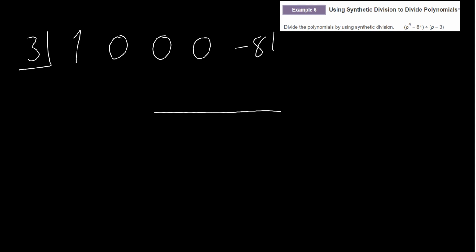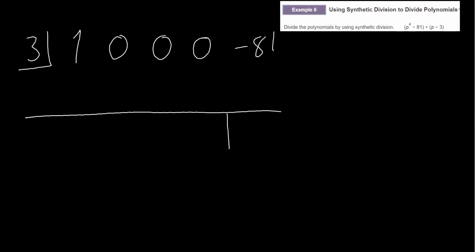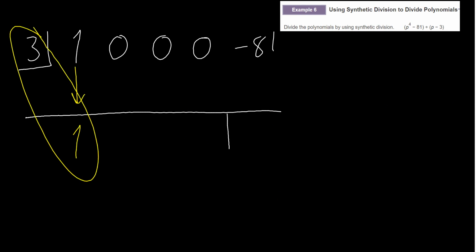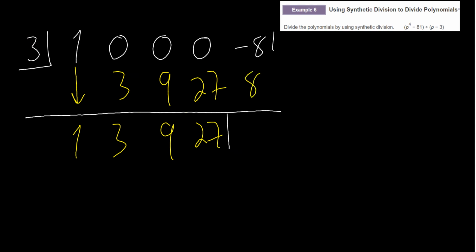So we're going to put a little box here and then another box here, which, by the way, is where the remainder goes. So I'll go ahead and write that. Okay, so here we go. Similar to what we did a moment ago, we're just going to bring this 1 down. 1 times 3, well, that's 3. 0 and 3 is 3. 3 times 3 is 9. 0 and 9 is 9. And 9 times 3 is 27. 27 and 0 is 27. And 27 times 3 is 81. And then negative 81 and 81, well, that's just 0.